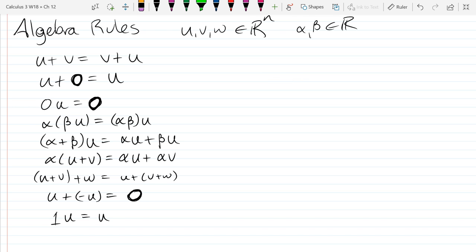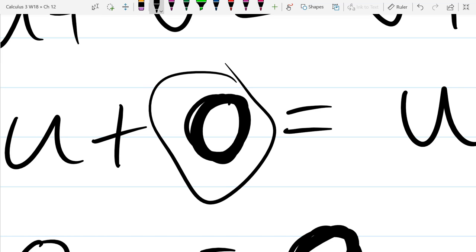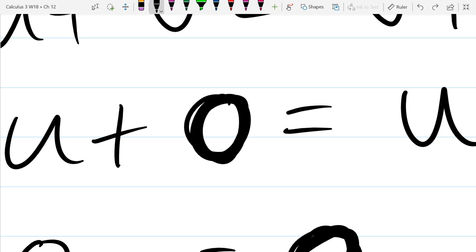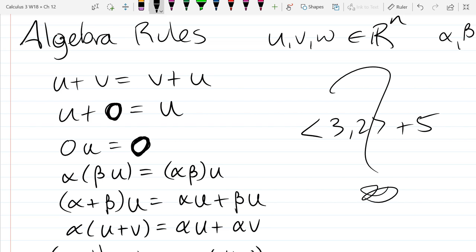But then how do you know that that zero is a vector or a scalar? Because if this zero was a number, it wouldn't make any sense. Because u plus zero, just u, because it's a number. I don't know how to add numbers to vectors. Do I add 5 to the 3, to the 2, to both, to neither? I have no idea.